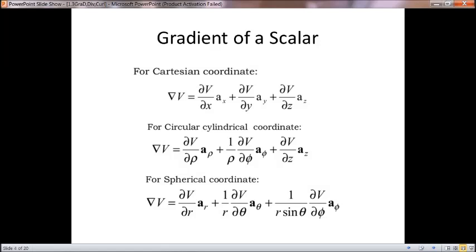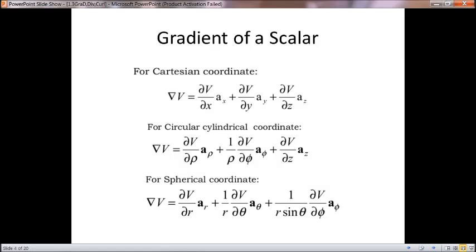For the spherical coordinate system, del v is equal to, in the spherical coordinate system, the coordinate axes are r, theta and phi, and so it has been given as dou v by dou r into a r plus 1 by r into dou v by dou theta into a theta plus 1 by r sin theta into dou v by dou phi into a phi.